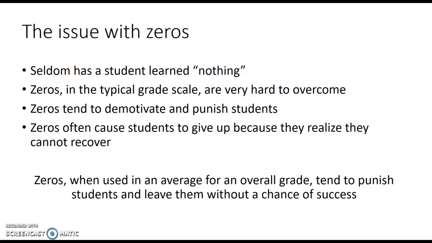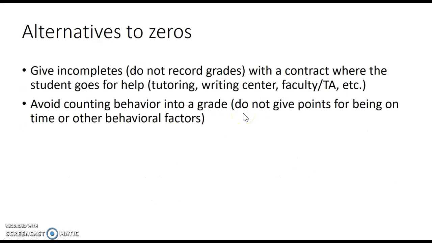Students know that when you get a 0 on any high stakes assignment, the chance of passing the class has just dropped and it might be all gone altogether. So zeros, when we use them in an average for overall grades, tend to punish our students and leave them with no chances of success. So that's the problem with zeros. So there are some alternatives to zeros.